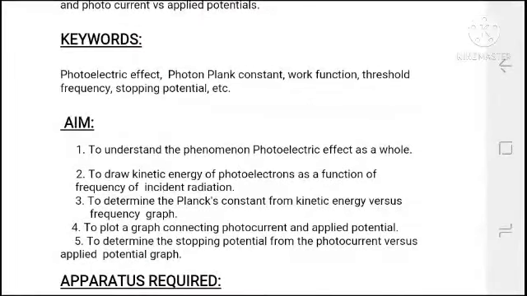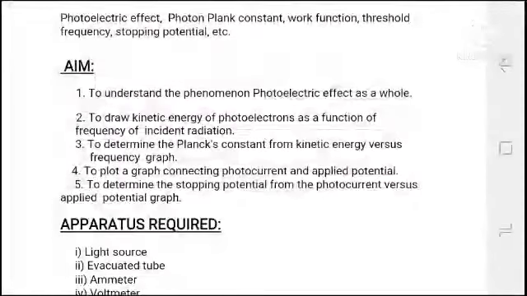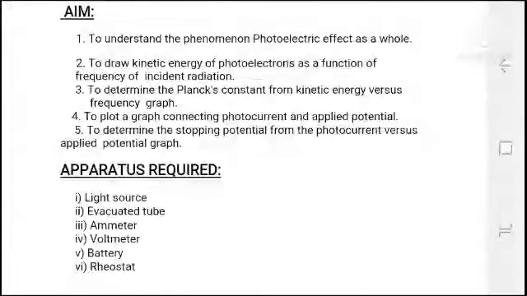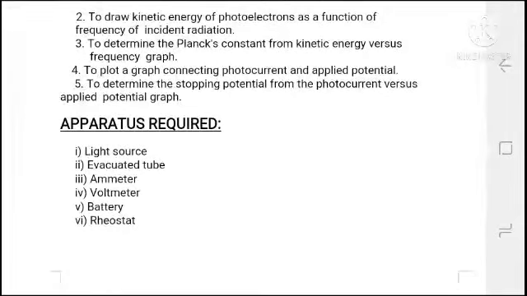Aims of this experiment are: number 1, to understand the phenomenon of photoelectric effect as a whole. Number 2, to draw kinetic energy of photoelectron as a function of frequency of incident radiation. Number 3, to determine the Planck constant from the kinetic energy versus frequency graph. Number 4, to plot a graph connecting photocurrent and applied potential. Number 5, to determine the stopping potential from the photocurrent versus applied potential graph.